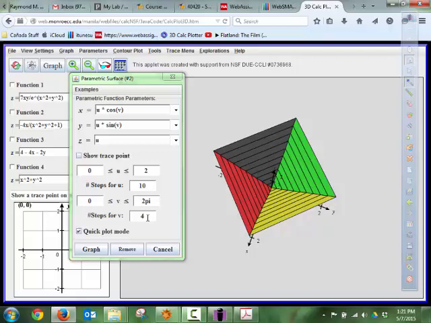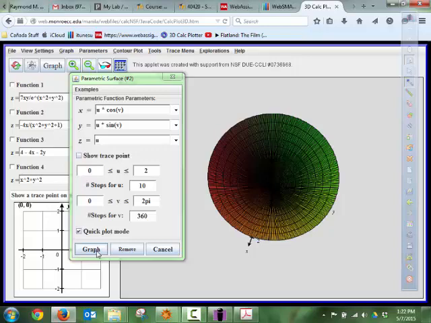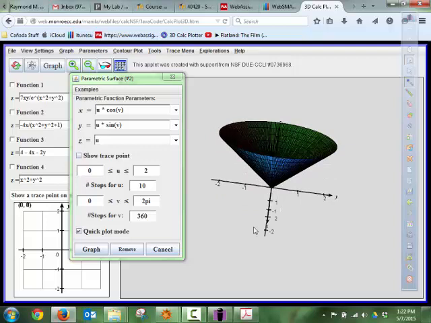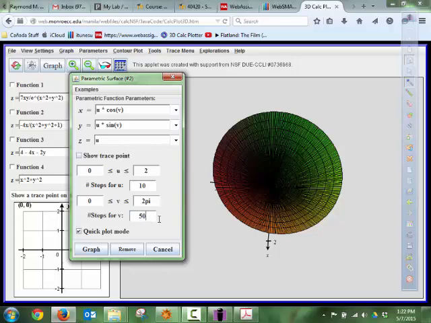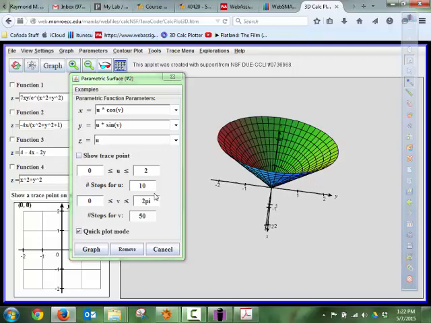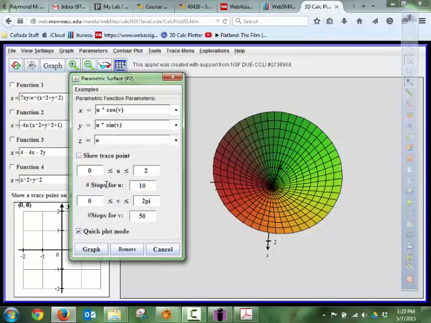So if we want to get crazy and go to 360, you can almost see the degrees here. Each of these would be a degree, and that would be about as fine as the cone can get. By fine, I mean refined. Oh, look at that cone. Looked like 50 was okay, so let's just go with 50. Don't want it to be too fine. And the steps for u, what do you think is going to happen there? What if we take 1?